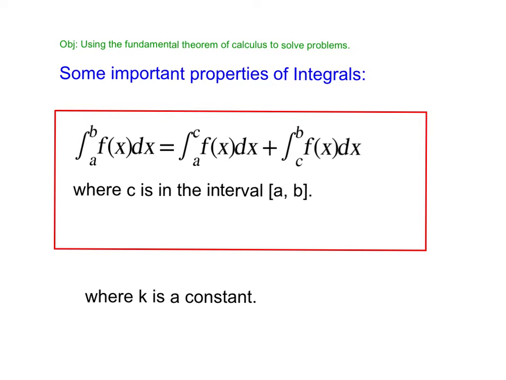And then you can also, this one is A to B, and then you can break that into A to C and then C to B, as long as C is in the interval. So think of it like if you're finding the area under the curve, if it's easier, you can do this area and then this area and add the two together, as long as C is between them.